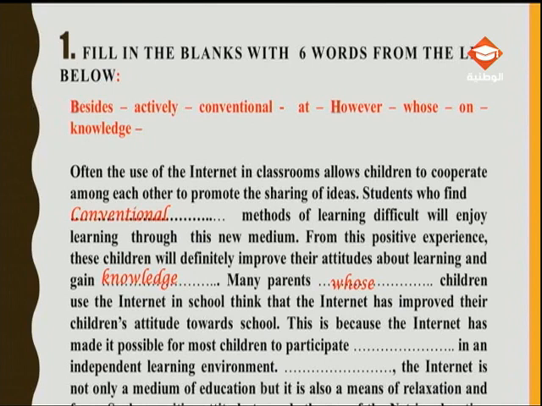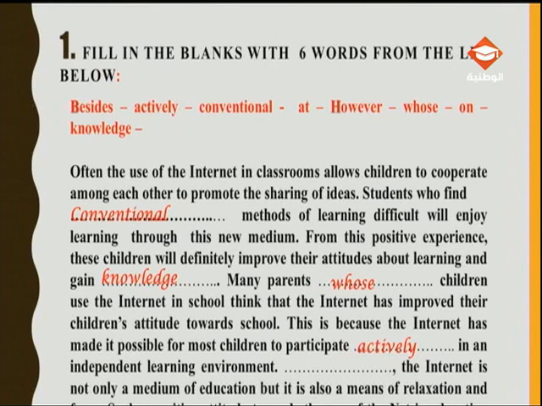So what do I need? I just need to emphasize the verb participate. How do they participate? They actively participate. I need an adverb. Then, in an independent learning environment, look at the punctuation. After environment, we have a full stop. And then we have a blank. So, what do I need? I need a word that begins with a capital letter.